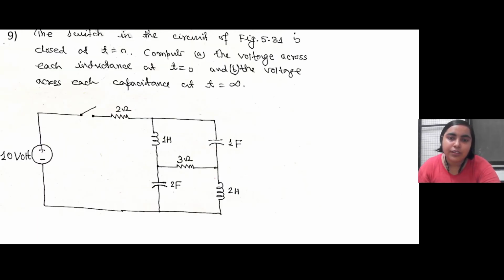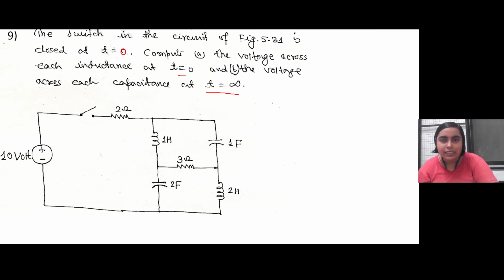So can you try this particular problem? It is given that this particular switch in the circuit is closed at time t equal to 0. What you have to calculate is the average voltage across the inductance at t equal to 0 and the voltage across each capacitance at t equal to infinity. Initially this switch was open, so no current was flowing through this entire circuit, and as no current was flowing, no voltage appeared across the capacitance.